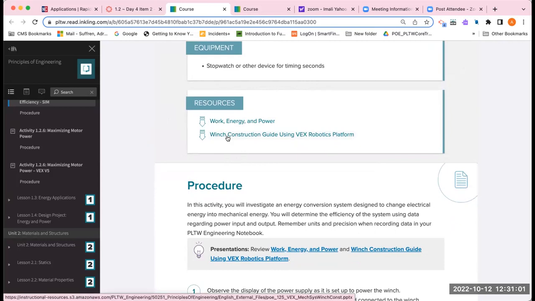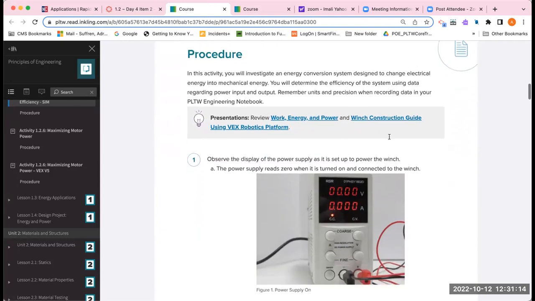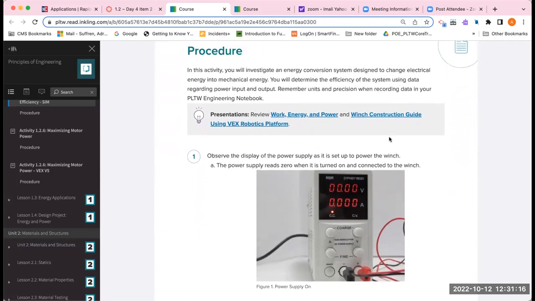If we were doing the actual physical activity, we would use this. Again, at a later time, I would love to do this with you. It's a lot of fun, so we will do this at a later time. So here's your procedure. In this activity, you will investigate the energy conversion system designed to change electrical energy into mechanical energy. You will determine the efficiency.